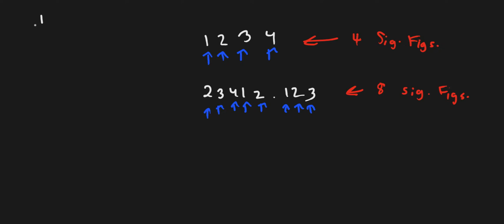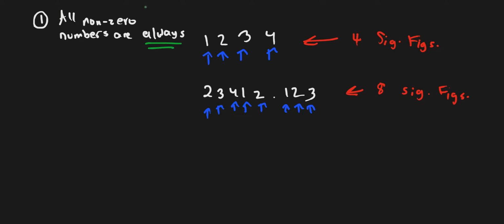So this is our first rule: all non-zero numbers, or digits, are always significant, and this is always going to be true. Always. Look for these words, always and never. Non-zero digits are always significant.